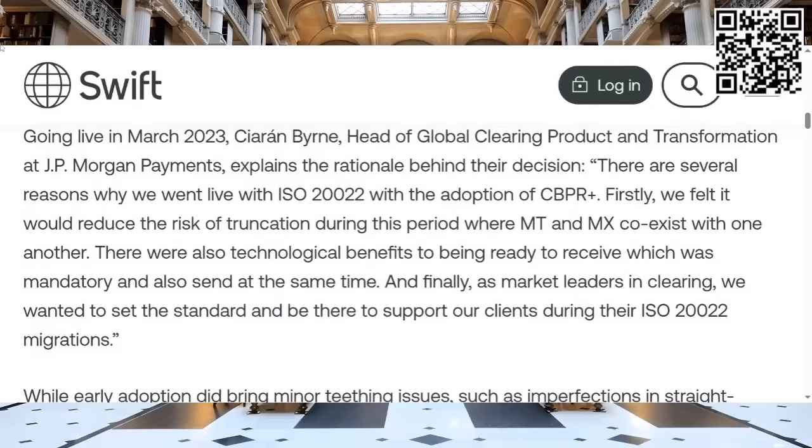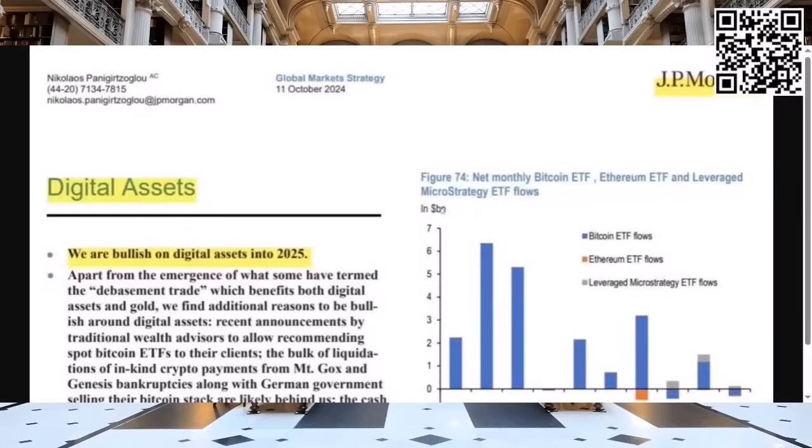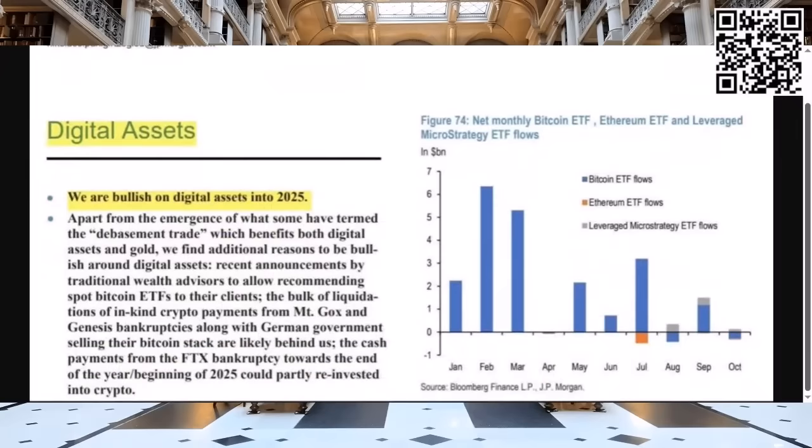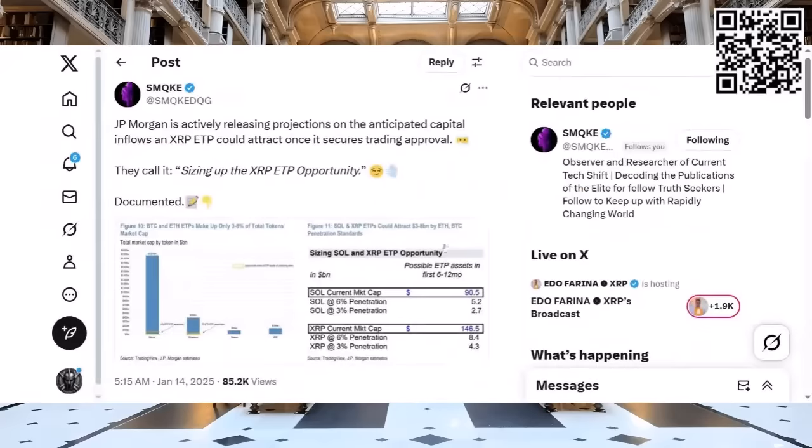All right, so is JPMorgan really here? Well, the answer is yes. And look what it says in the documentation from Global Market Strategy. It says specifically, we are bullish on digital assets into 2025. We're in 2025. That's a big deal. And again, this from Smoke.